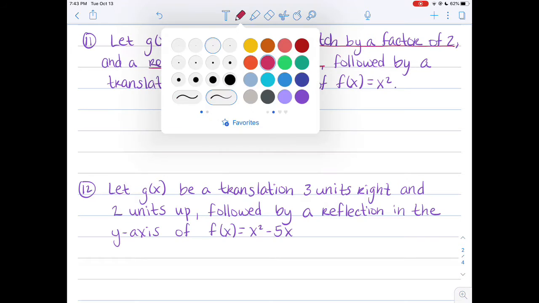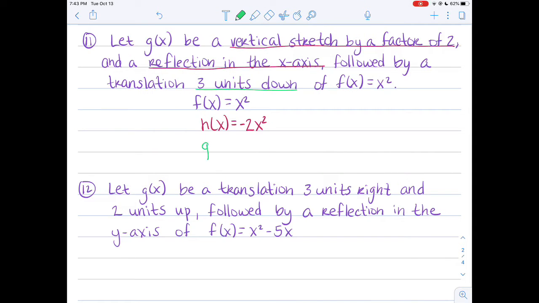Then I need to transform it further to g of x. My final transformation says that I need to move 3 units down. Remember that moving up or down just occurs at the tail end after everything else, and down is a negative. So my final answer is g of x is equal to negative 2x squared minus 3.